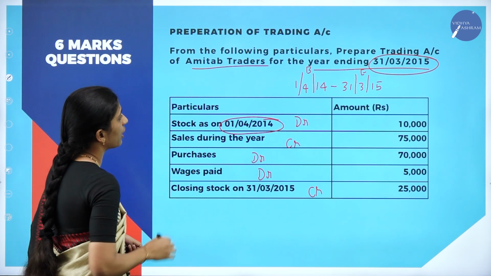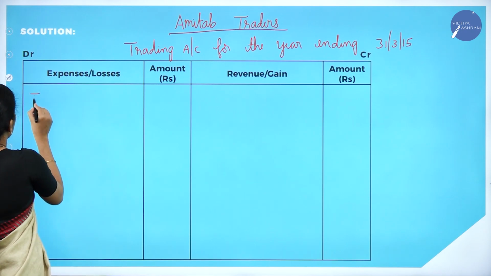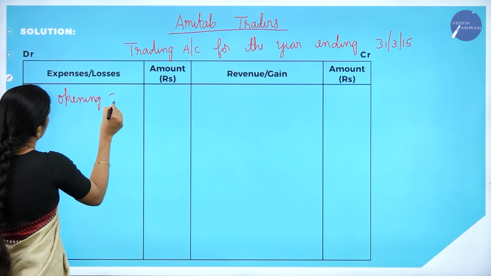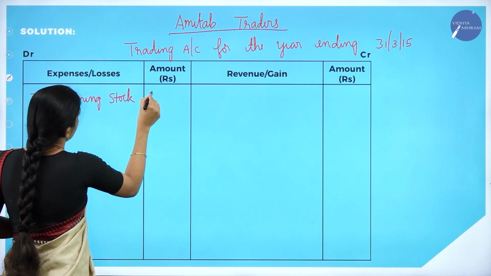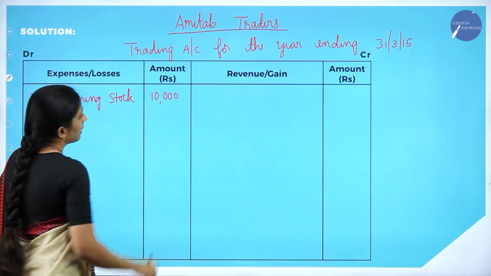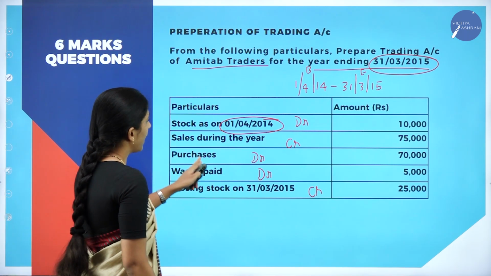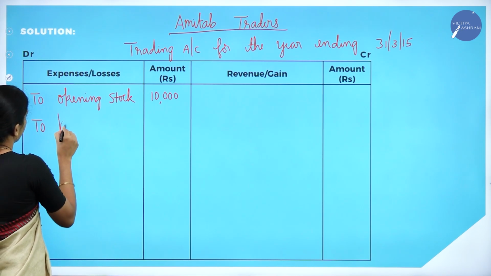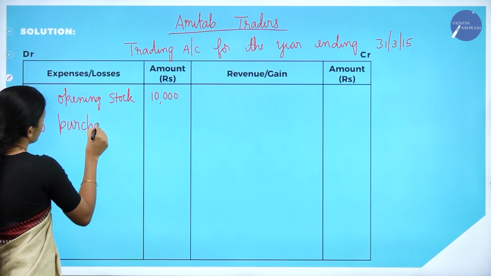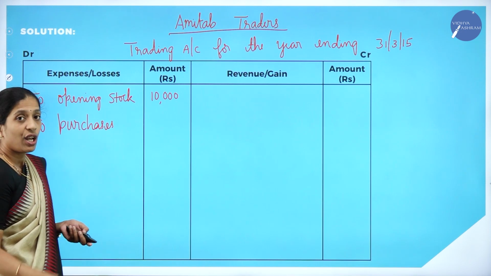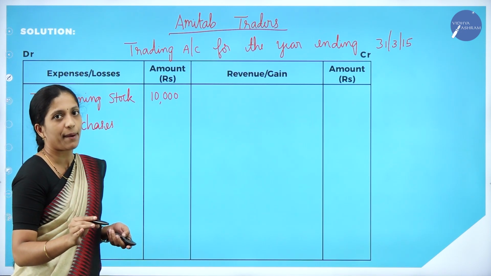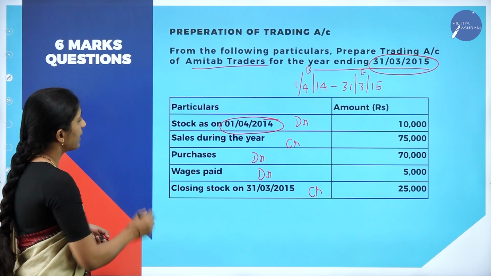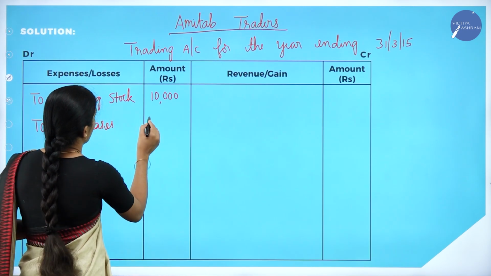To opening stock, how much? 10,000. So to opening stock, that is 10,000. Next, what do we have? We have to record purchases. To purchases, 70,000. If there was purchase return, we would have to deduct it, which you will learn completely in your next chapter. So to purchases, how much did we get? 70,000.